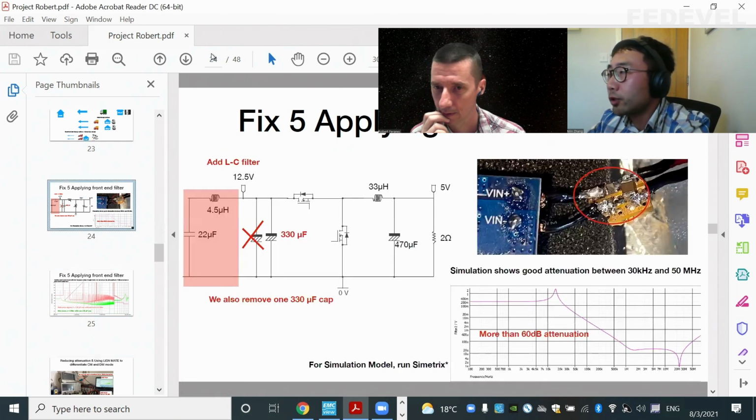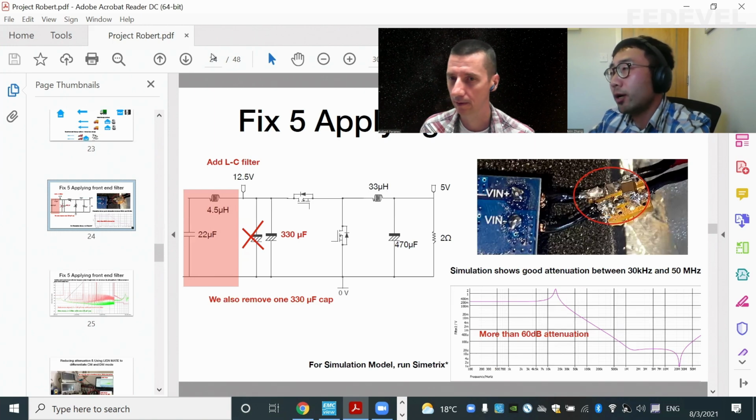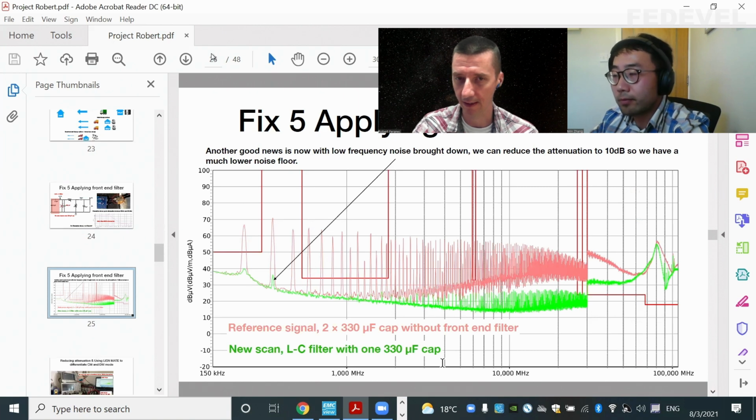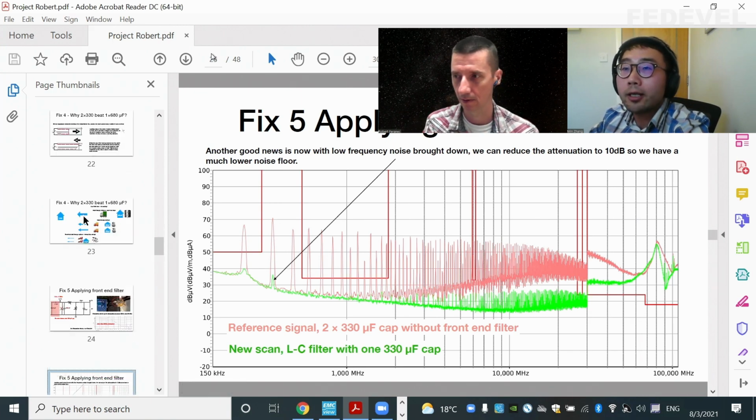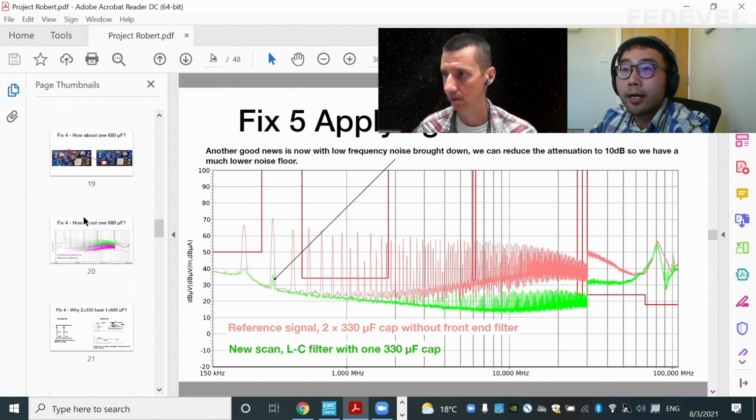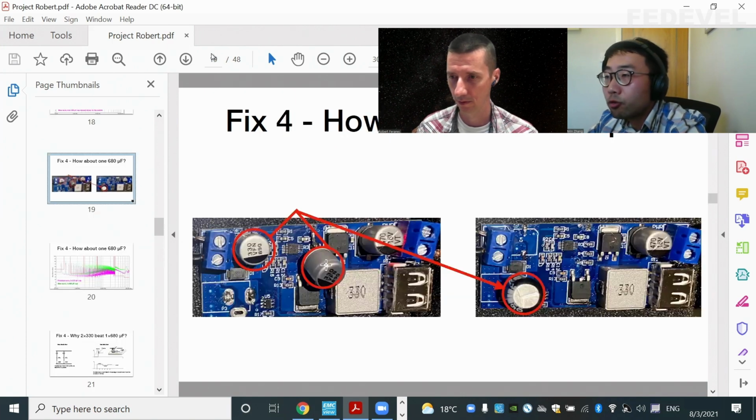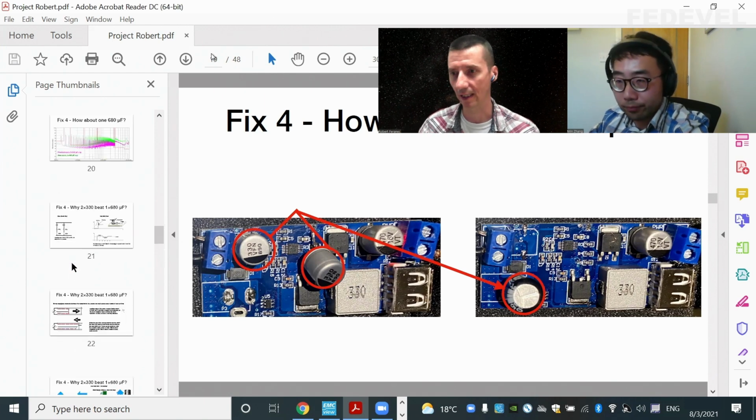Well, because here I just wanted to show the LC filter. So I put in here the 330 microfarad. Is it the one which was there originally, or the one which is close to the transistor? Yeah, I see what you mean. So I basically removed this one. So it's the original board, but with the filter.